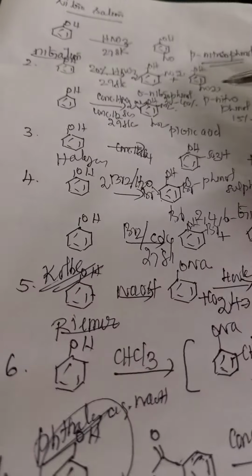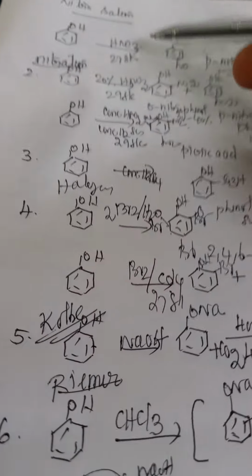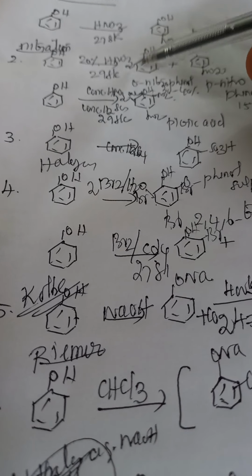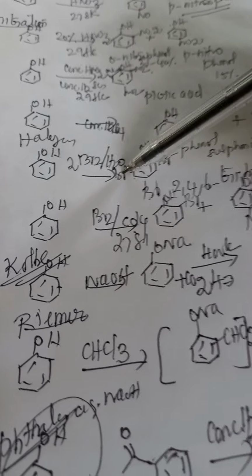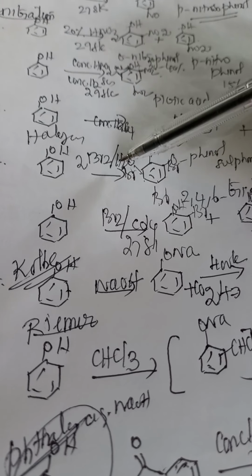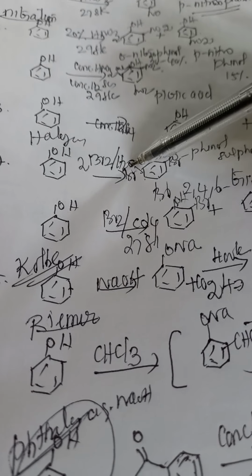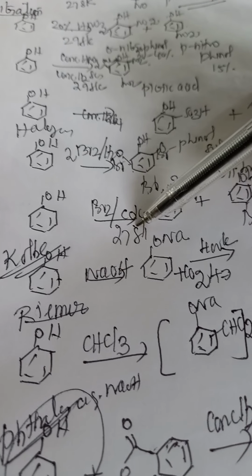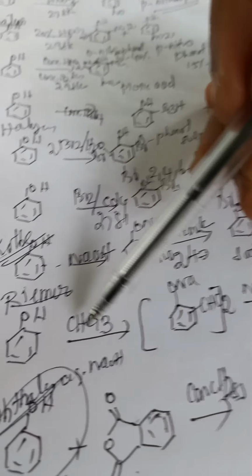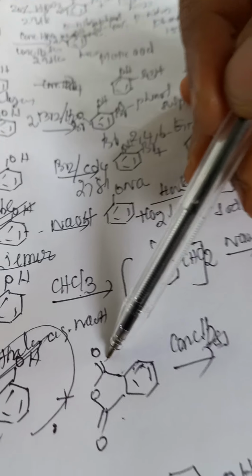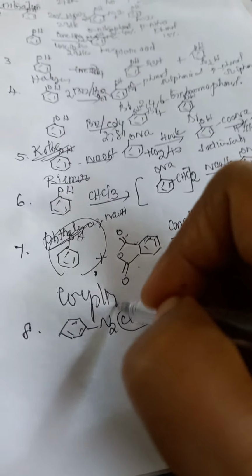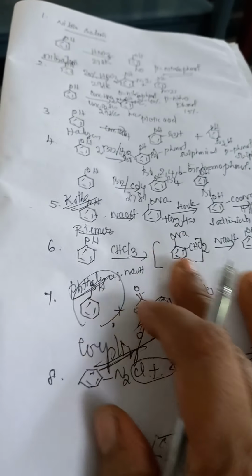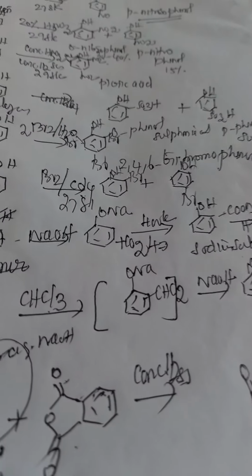These are the reactions of phenols due to the benzene ring: nitrosation, nitration, sulfonation, halogenation with the polar solvent, halogenation with the non-polar solvent, Kolbe reaction, Reimer-Tiemann reaction, phthalein fusion reaction, then lastly the coupling reaction. You have to go very simply through these.